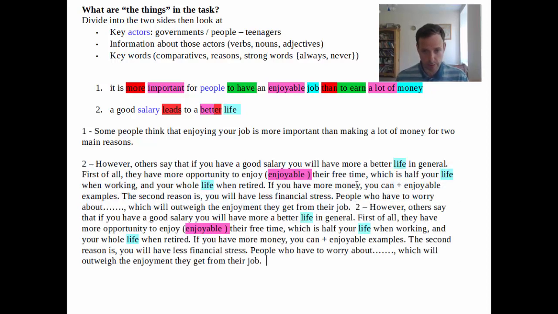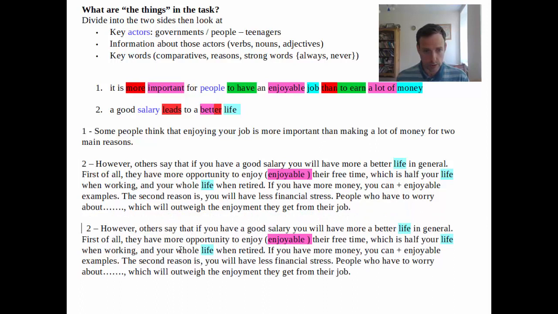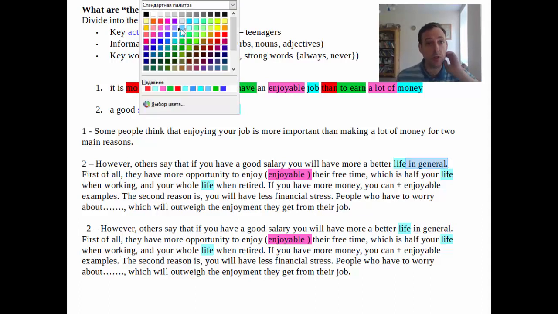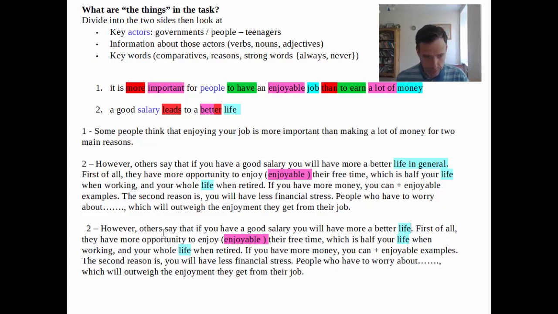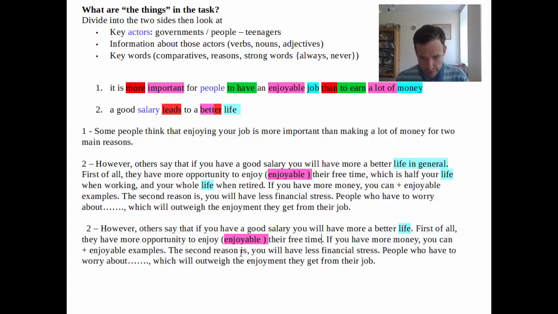If I were to take this same paragraph, but then take out you'll have a better life. So again, I've got in general, that's good. That links in. A better life in general. I'm going beyond enjoyment and talking about a better life in general. So that's quite good. You'll have a better life. So I'll get rid of that in general, which makes it already a bit worse. To enjoy their free time. And then I'll get rid of that, so it's not about life.